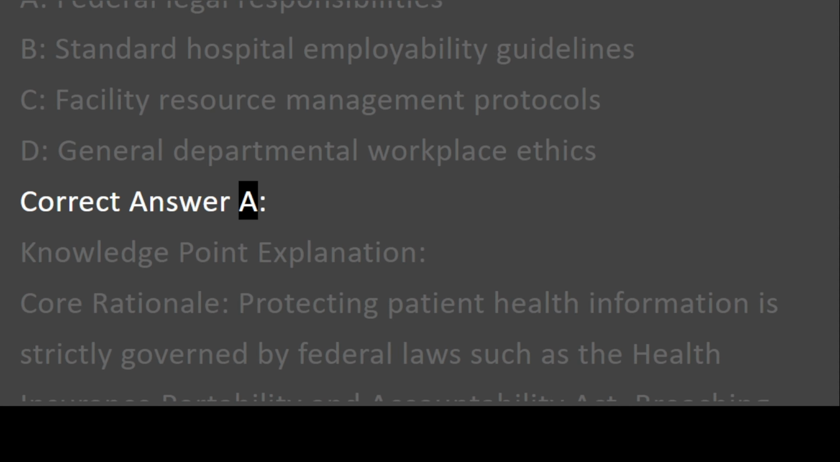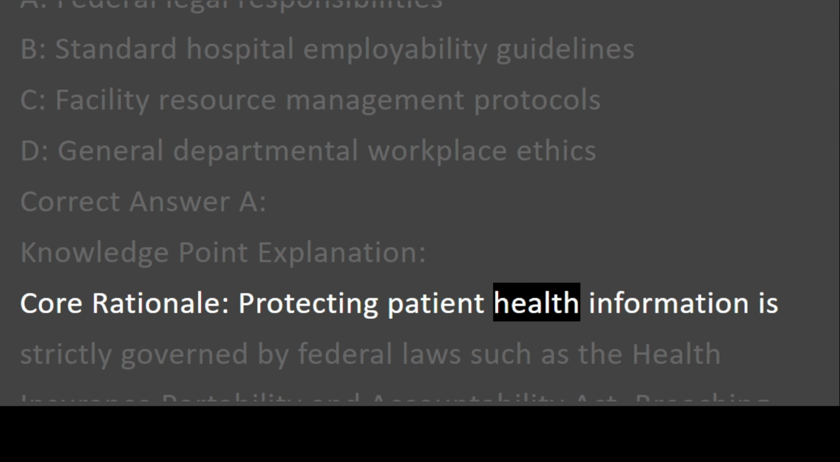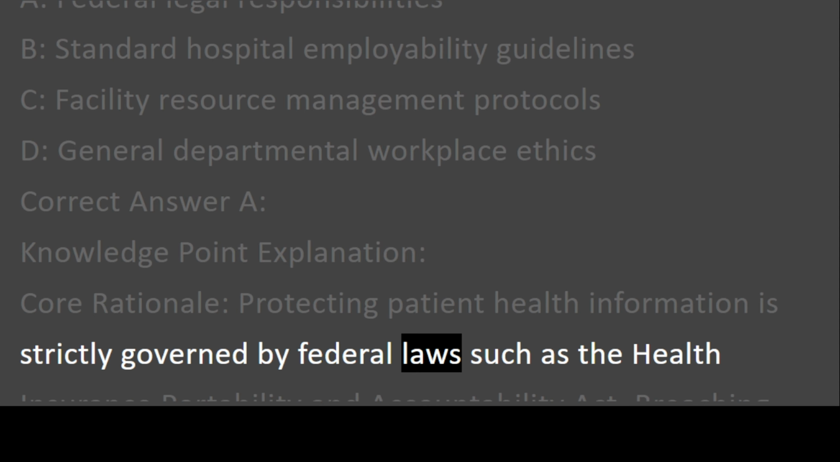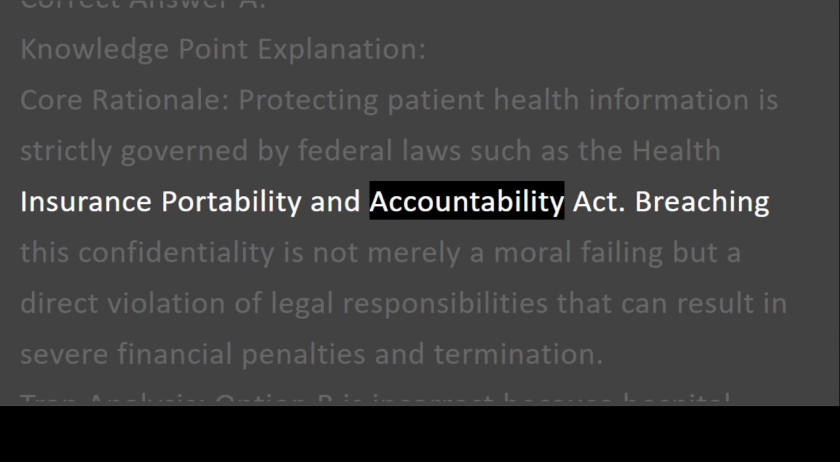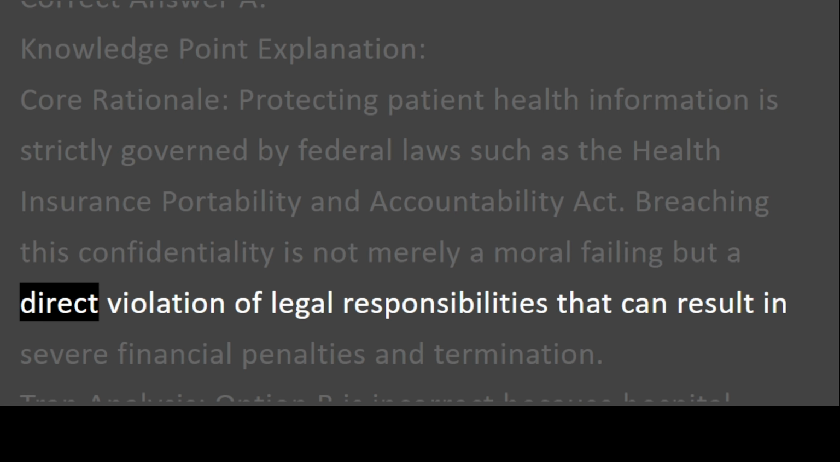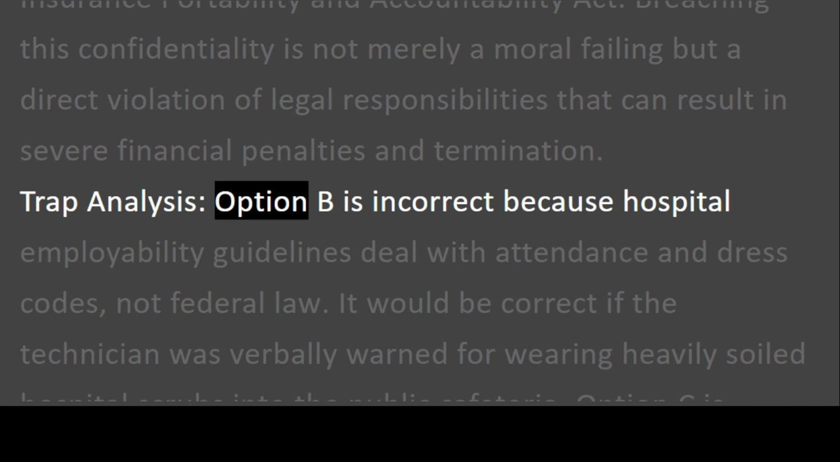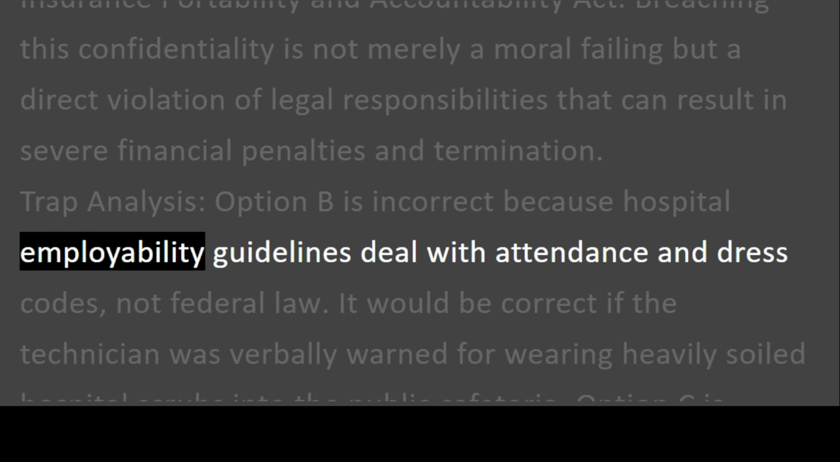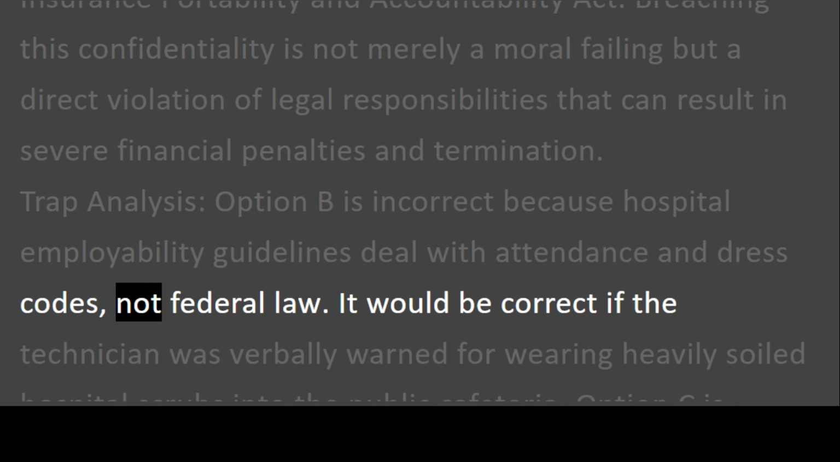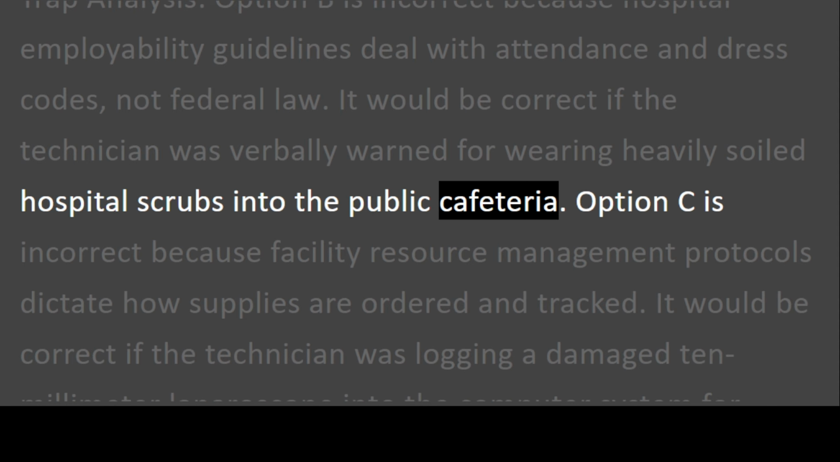Correct answer A. Knowledge point explanation. Core rationale. Protecting patient health information is strictly governed by federal laws such as the Health Insurance Portability and Accountability Act. Breaching this confidentiality is not merely a moral failing but a direct violation of legal responsibilities that can result in severe financial penalties and termination. Trap analysis. Option B is incorrect because hospital employability guidelines deal with attendance and dress codes, not federal law. It would be correct if the technician was verbally warned for wearing heavily soiled hospital scrubs into the public cafeteria.